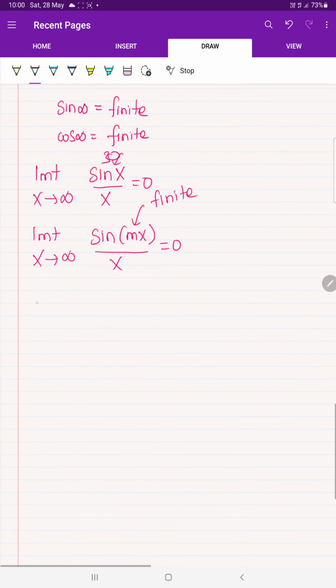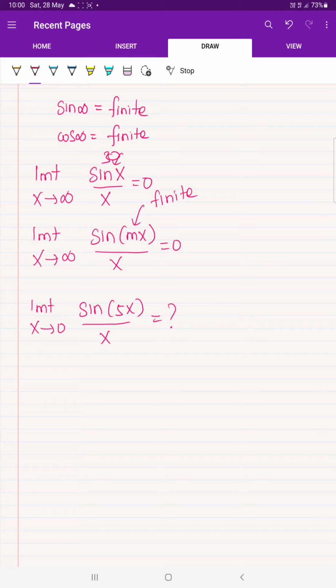Now, I am giving one small homework question. Take limit x approaching 0, I just want to know the value of sin 5 times x upon x. Can you please tell me the answer? Just spend some time. You understand the value of sin x by x, right? Now, repeat the same procedure and predict the answer. It is very easy.